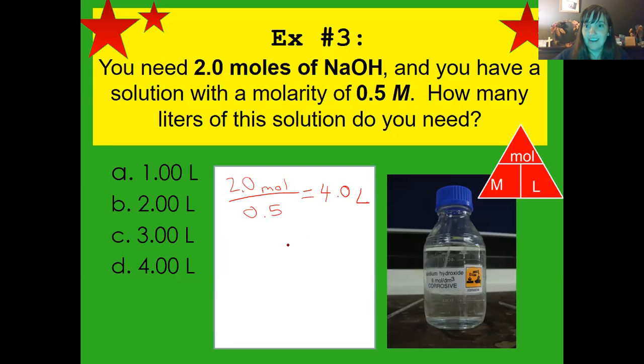liters. All right, let's also do it using algebra. So molarity equals moles per liter. We'll put in 0.5 for molarity, 2 for moles. Solve for x will be liters. So I'll multiply both sides by x.